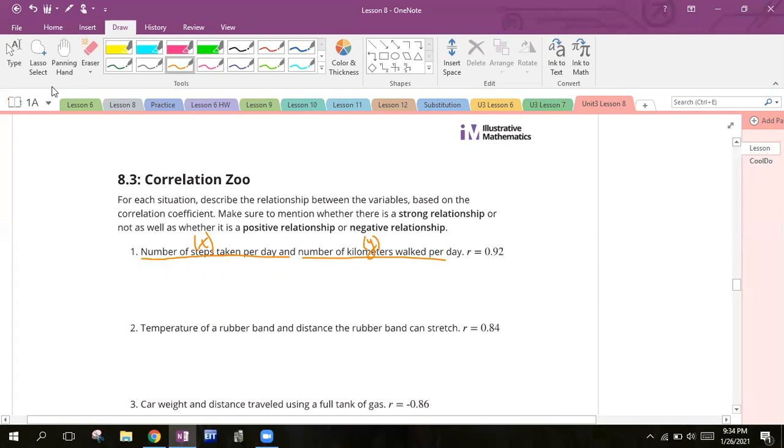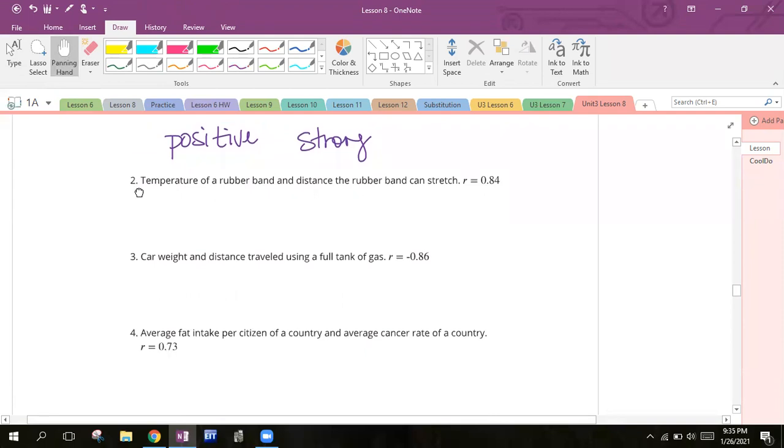Well, no need to think too hard, because they give us our R value. First thing I notice is that it's a positive number, so I can go ahead and write it. It's also really close to +1. So is that a strong relationship or a weak one? It's strong. Done. So I have a strong positive relationship.